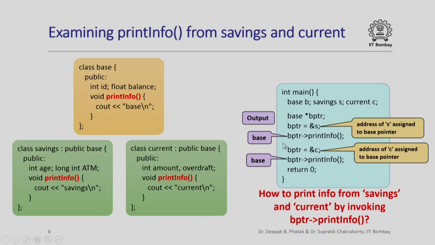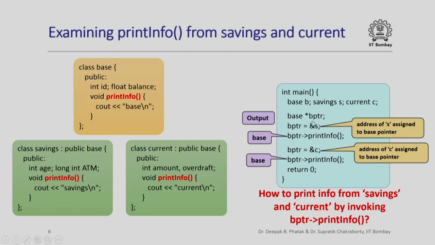So, in this straight line program we have shown a very simple example, but in a real program, whether the address of S gets assigned to BPTR or whether the address of C gets assigned to BPTR might depend on some condition, and we may not be able to know this a priori. So, whenever we are making the call of BPTR arrow printinfo, there is no way to a priori say whether I wanted to call printinfo of the savings class or whether I wanted to call printinfo of the current class.